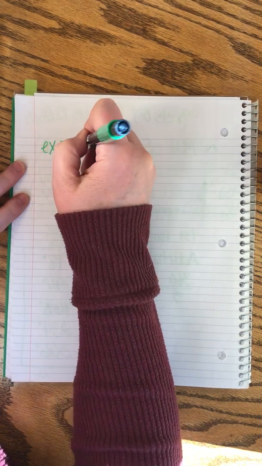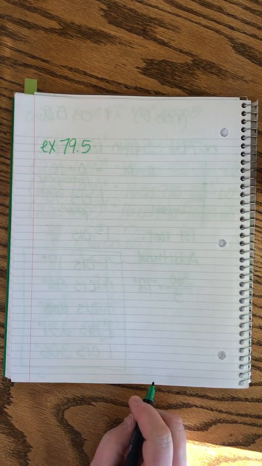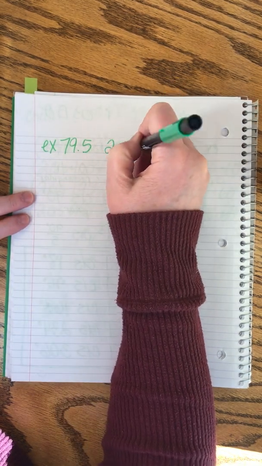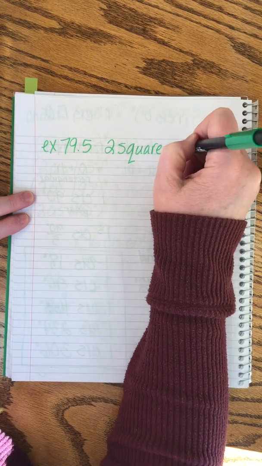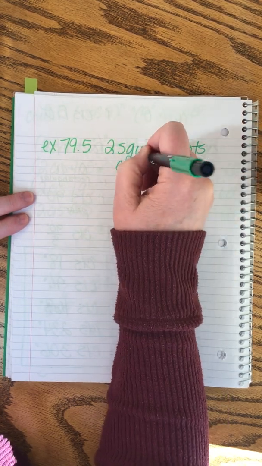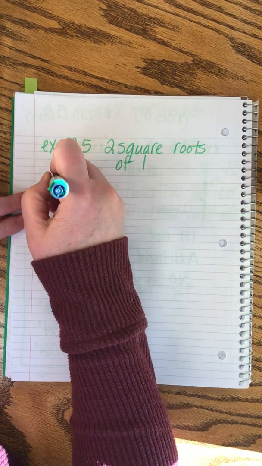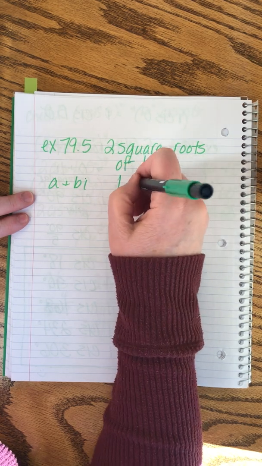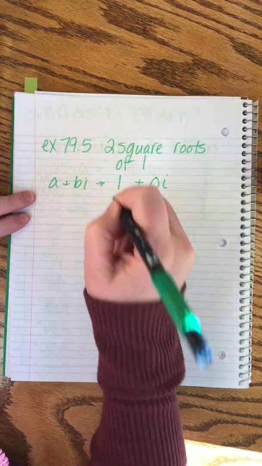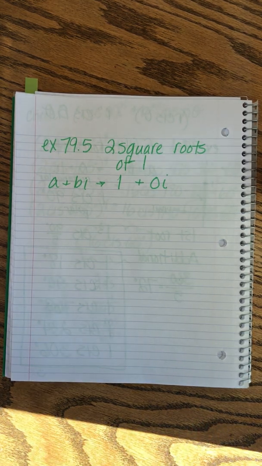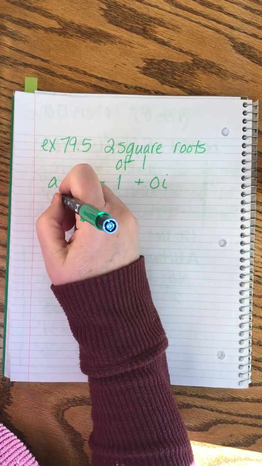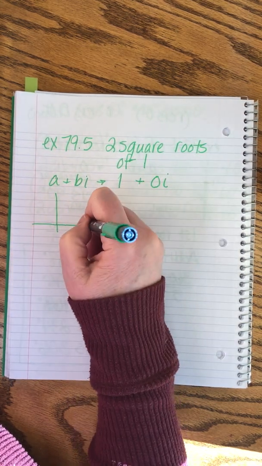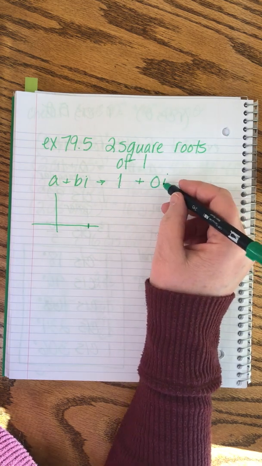79.5. Find the 2 square roots of 1. Again, we know we need to put this into a plus bi format first. 1 is the real number, and there's no imaginary number. So there's that. Then we have to put that into polar, which we can do if we just do a quick graph. It's 1 on the reals and 0 on the imaginary.